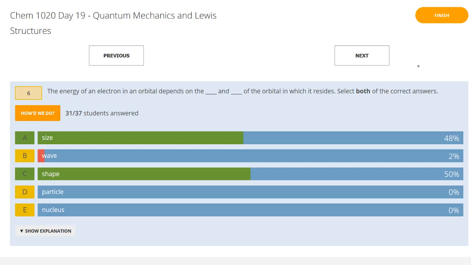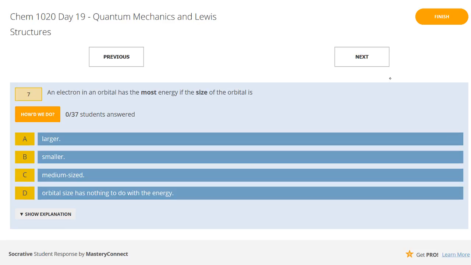Size and shape, great. And then an electron in an orbital has the most energy if the size of the orbital is larger, smaller, medium-sized, or has nothing to do with energy. And count down. 5, 4, 3, 2, 1. That's right. If it's larger, remember that the larger it is, the further away it is from the nucleus, and the greater its potential energy.